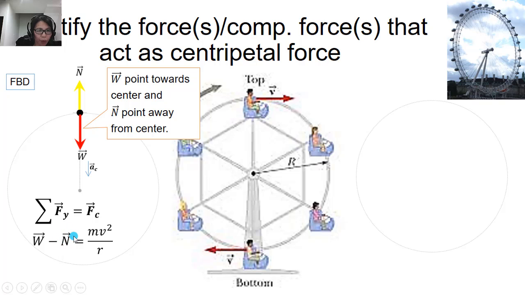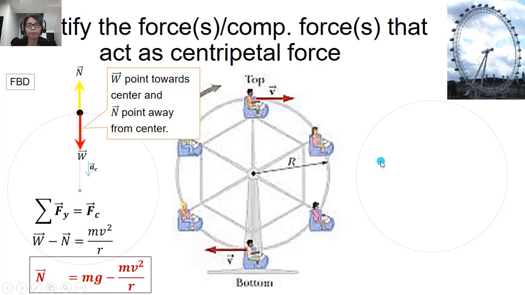So again, we would like to know about the normal reaction force exerted by the seat on the rider. So we rearrange the equation. We have the normal reaction force is mg minus mv squared over r. This is for the top position. Then the Ferris wheel rotates, so we will go down and then we will reach the bottom of the circle.